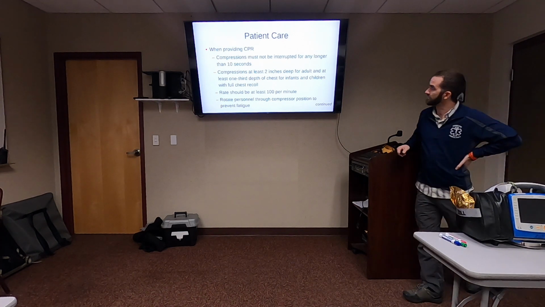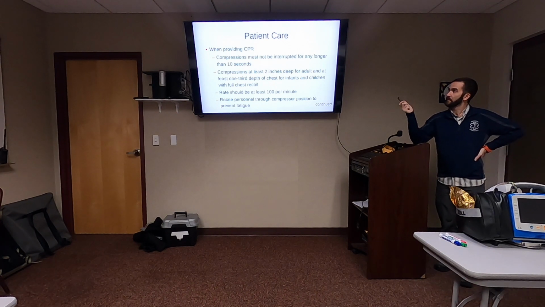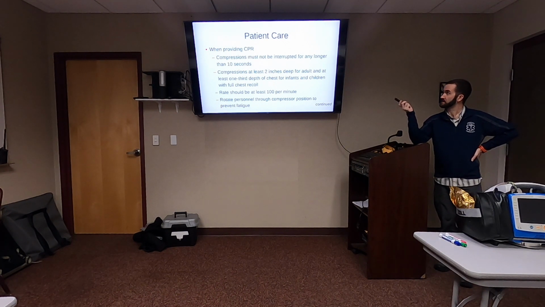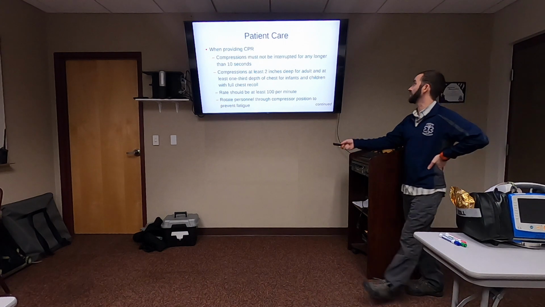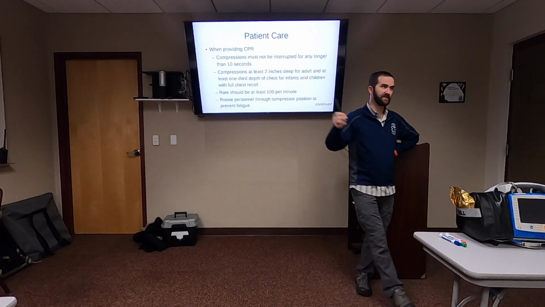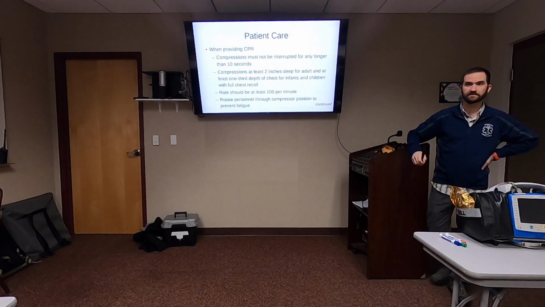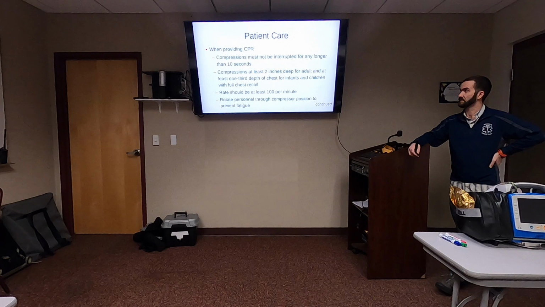And some of these guidelines are a touch out of date here. So compression should be 2 to 2.4 inches for an adult. And the rate is now 100 to 120. It's not a minimum, it's 100 to 120 per minute. So there is such a thing as too fast compressions.